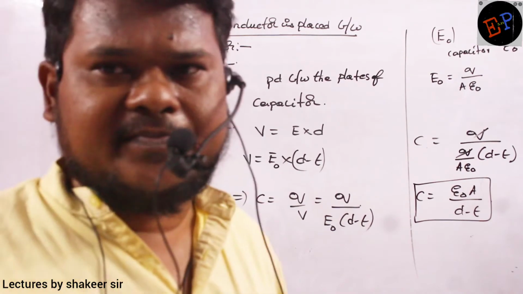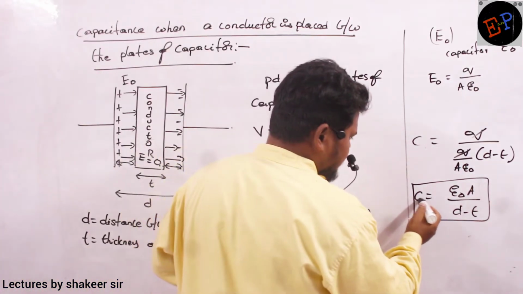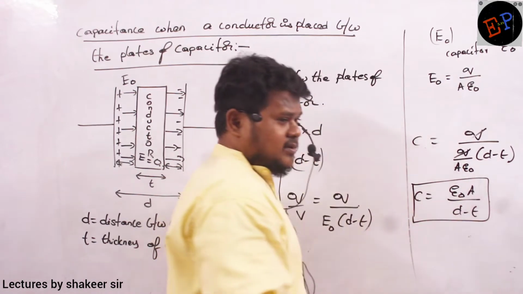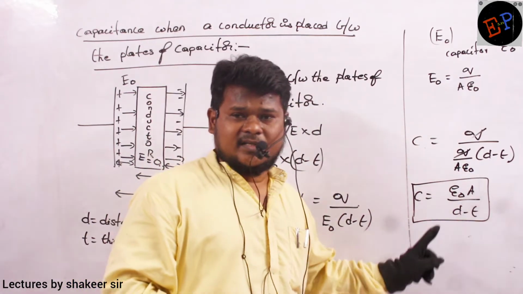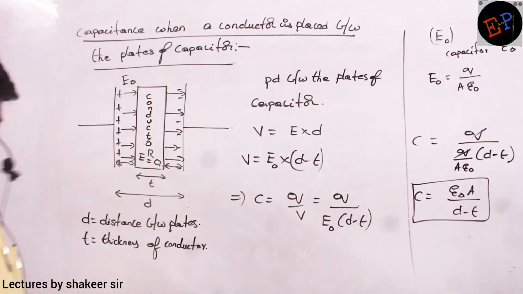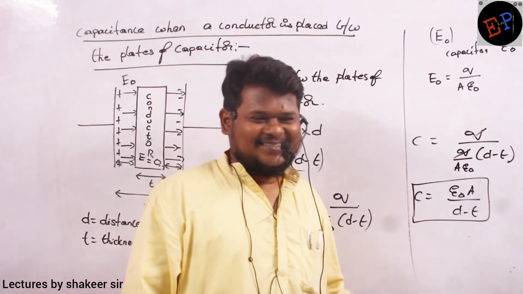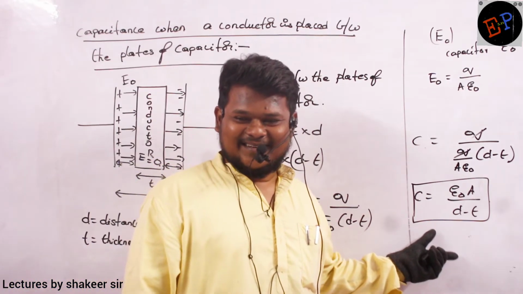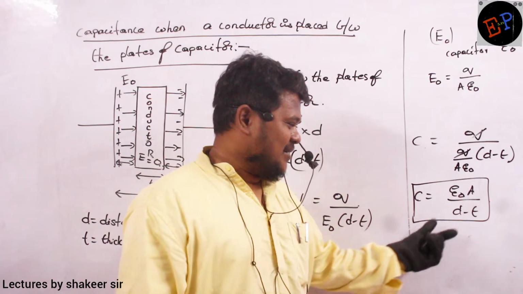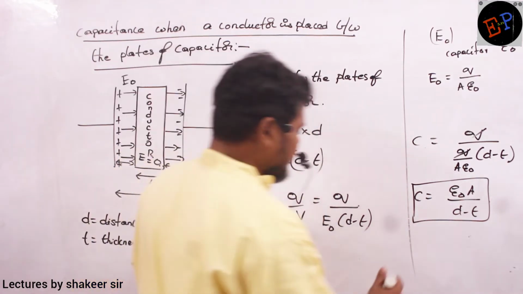So observe thickness. Now see. If you observe this equation, C is equal to epsilon naught A by D minus T, what do you understand? Capacitance has increased or decreased? Decreased? How can you say? Tell me. Increased. Why? Denominator reduced, no? Previously, without any conductor, what is the capacitance?